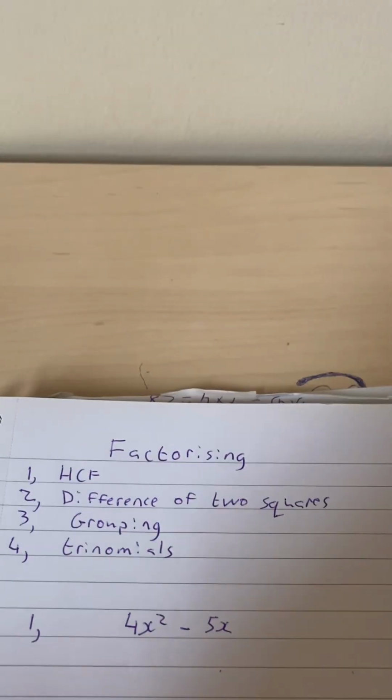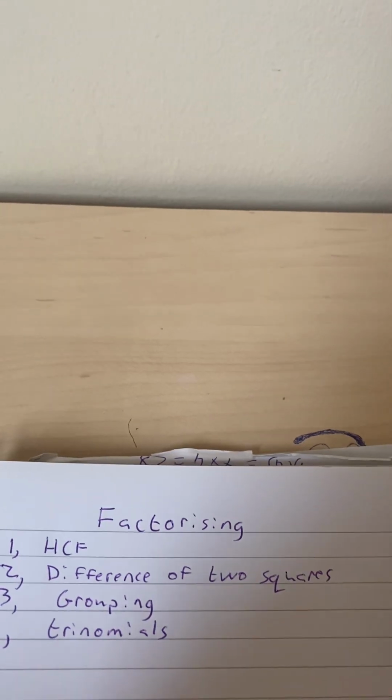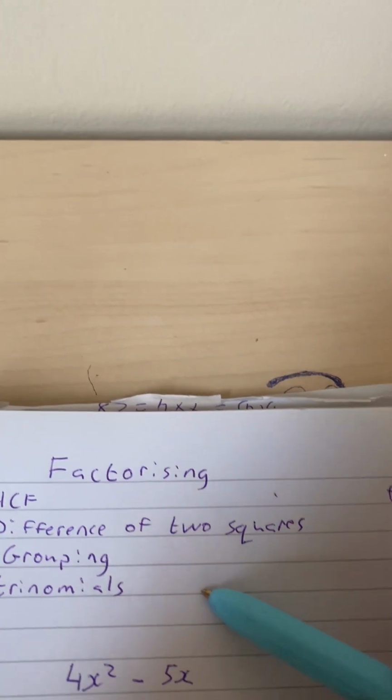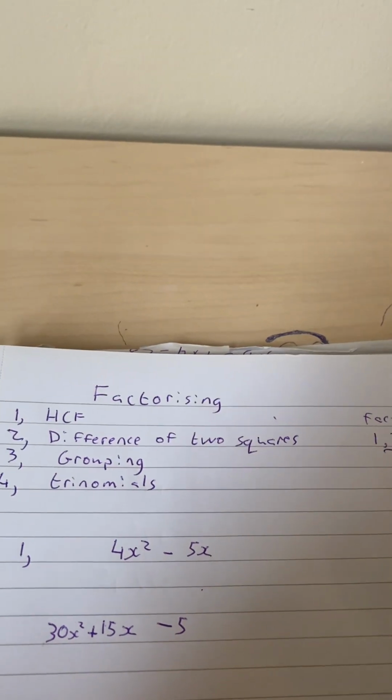And when we're looking at factorizing in algebra, we have 4 types really of factorizing that we're going to look at. We have highest common factor factorizing, that's what HCF stands for. We're looking at difference of two squares, grouping, and trinomials. So the first one we're looking at is highest common factor. I'm going to look at a few examples.